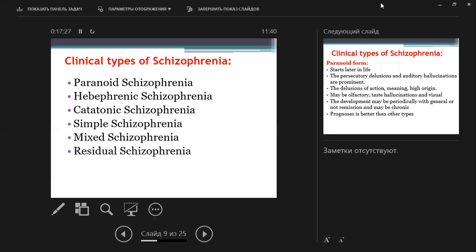There are some clinical types according to ICD-10. In short, I will explain what the types of schizophrenia may be. We observe that a person with schizophrenia may have paranoid schizophrenia, hebephrenic, catatonic, simple, mixed, and residual. Usually you must know the first three groups.